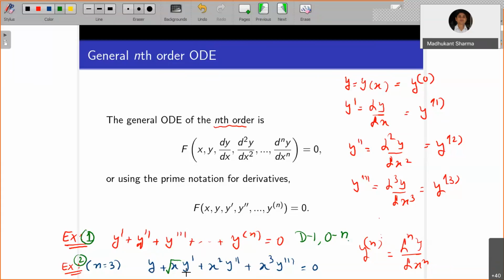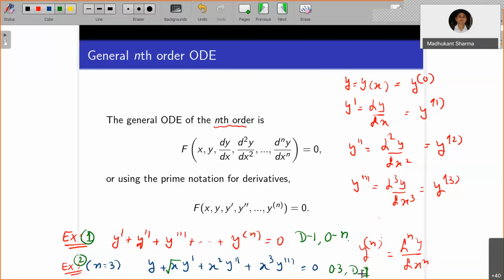Here it is very clear that we have y and its derivatives and there is no fractional power. So you can certainly decide the order is 3, and the degree is the highest index of the highest order derivative, so the degree is 1. It's a third order differential equation of first degree.